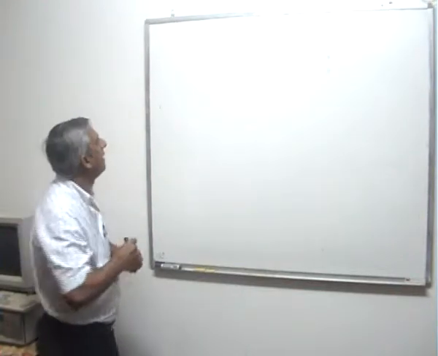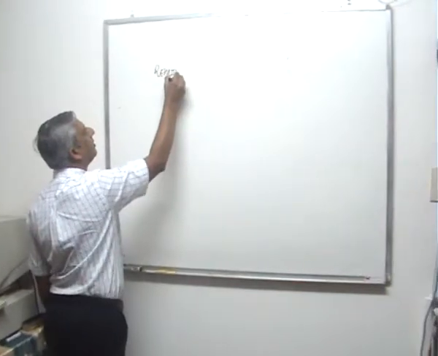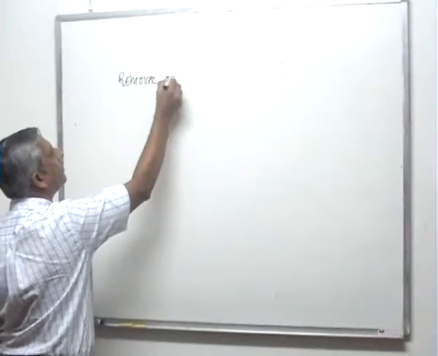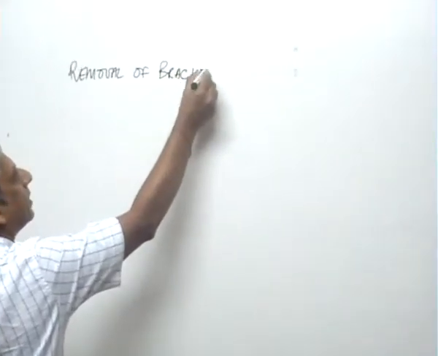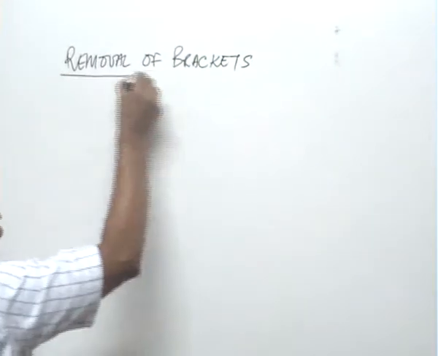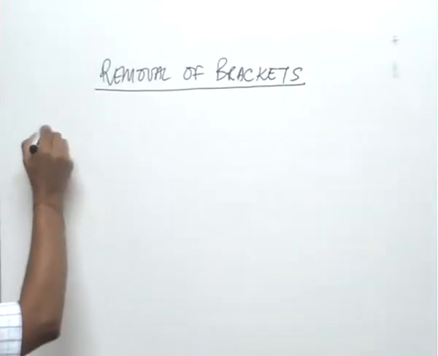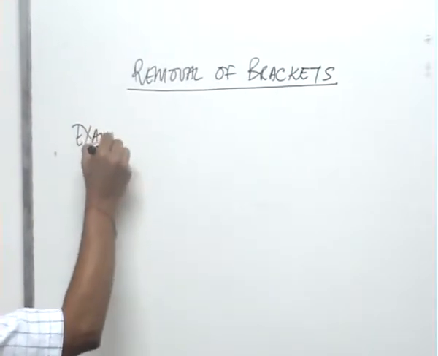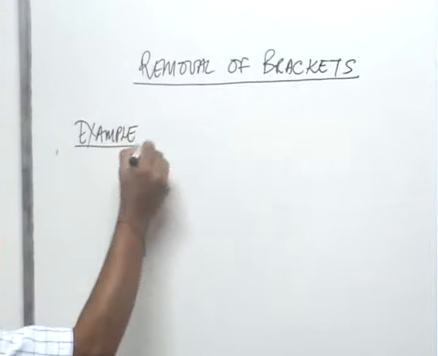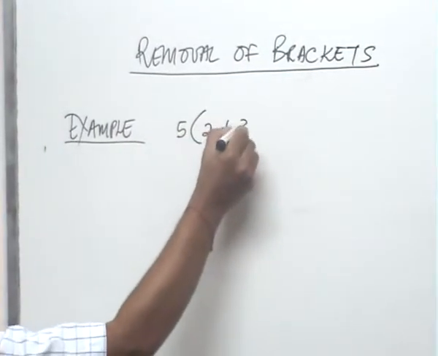Right, hello there. We are moving on to a new section now called removal of brackets. What this simply means is that we are going to be multiplying. Let's give you an example. If I give you an example like this, 5 into 2 plus 3.